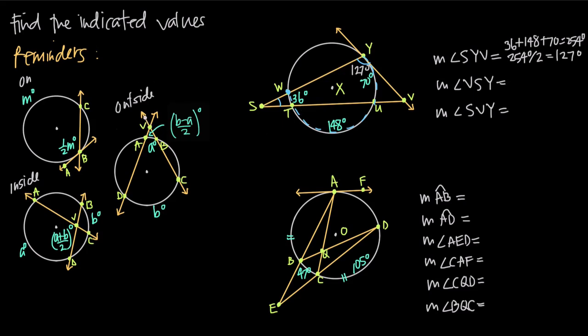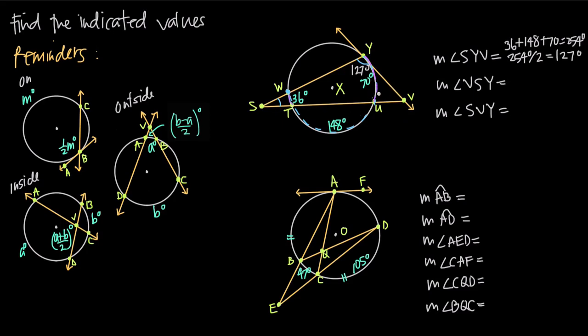When the vertex is outside the circle, the angle of the vertex is going to be B minus A divided by 2 degrees, where B is the larger inscribed arc and A is the smaller inscribed arc, and then we take the difference and divide by 2. So if I look at this angle here, YSV, or the angle S, I can see that I have my larger inscribed arc over here. I have my smaller inscribed arc over here.